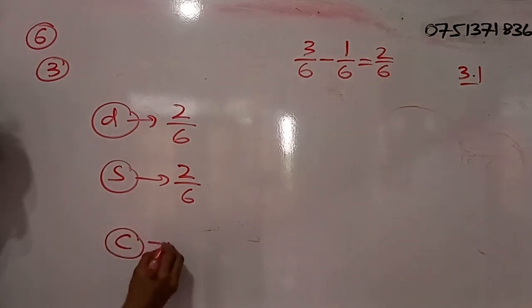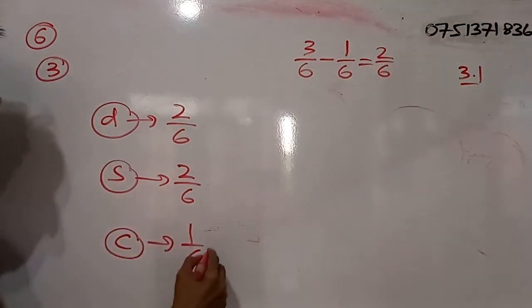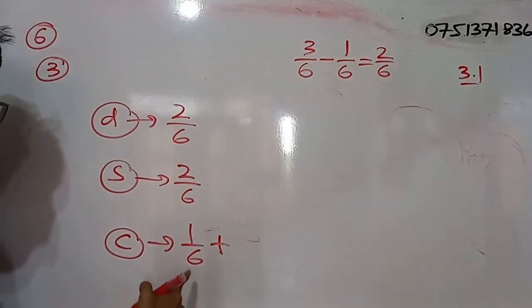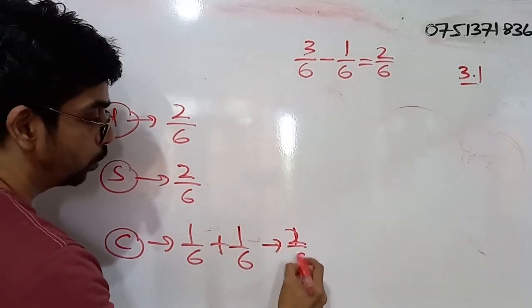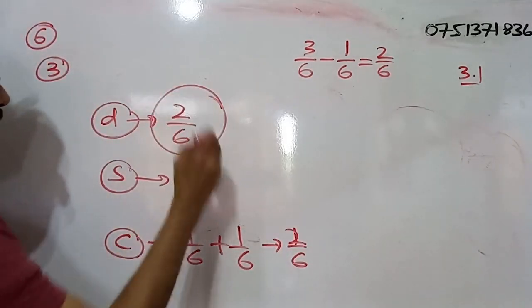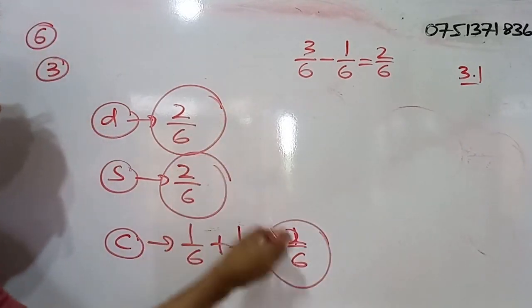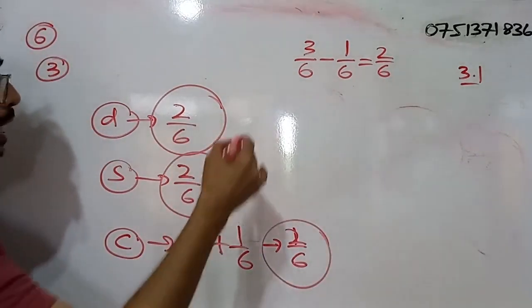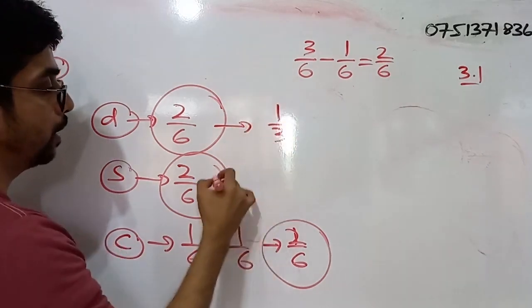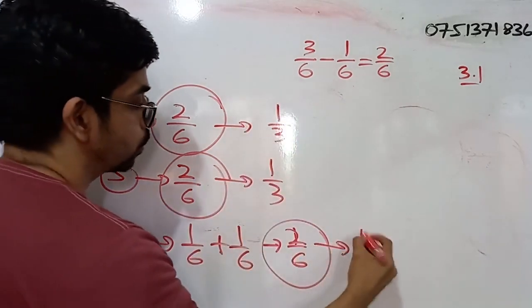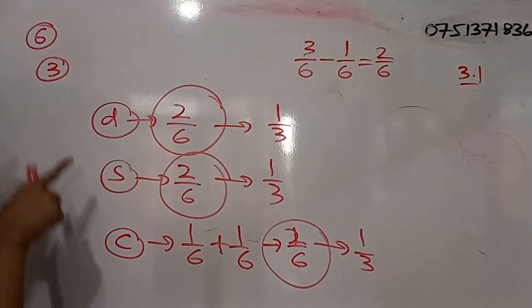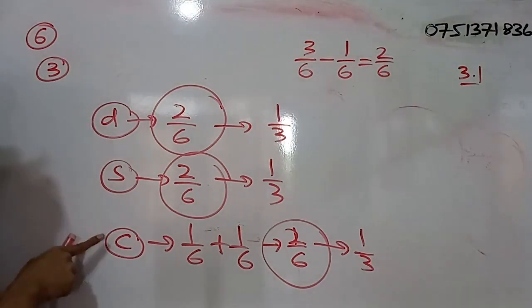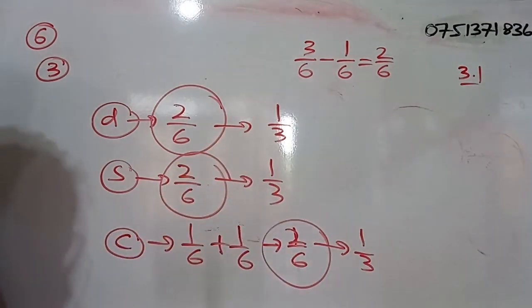Then the charity, from the beginning, the charity had 1/6. Received again another 1/6. So what will be the amount? 2/6. 2/6, 2/6, 2/6. Now all three of them have the same amount of land. Even if we simplify this, this becomes 1/3. This also becomes 1/3. This also becomes 1/3. So the daughter, the son and the charity now have the same amount of land as a fraction.